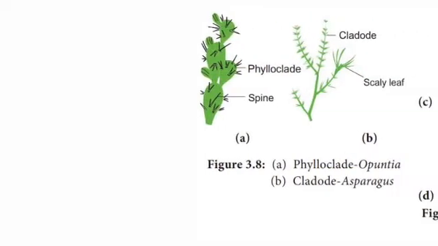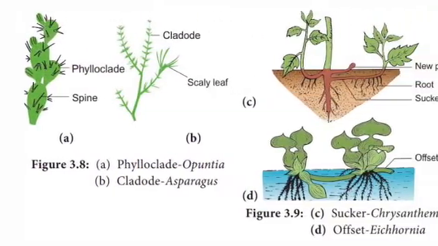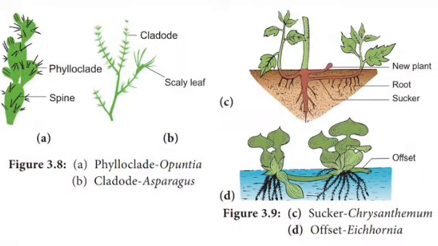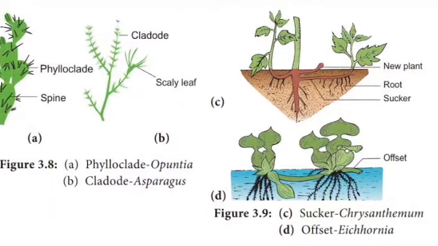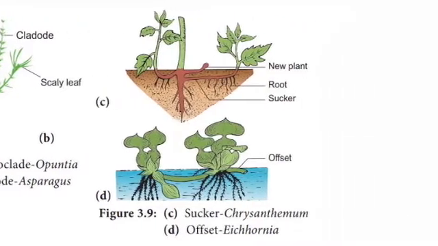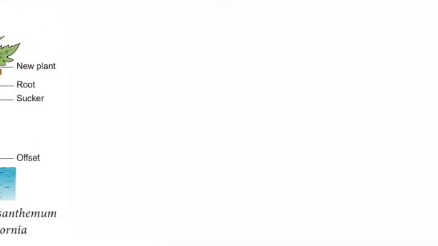Next, subaerial modification. Stems present partially aerial and partially underground are called subaerial stems. These are found in some weak-stemmed plants. These are specialized for vegetative propagation. The subaerial modifications are of four types. They are runners, stolons, suckers, and offsets.